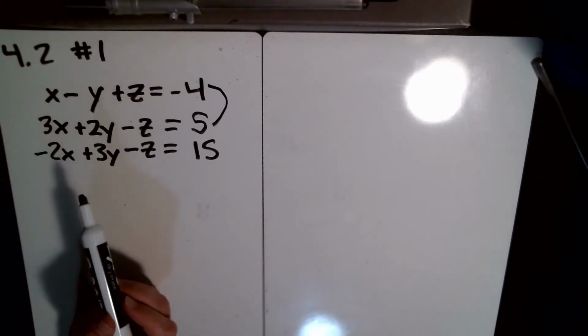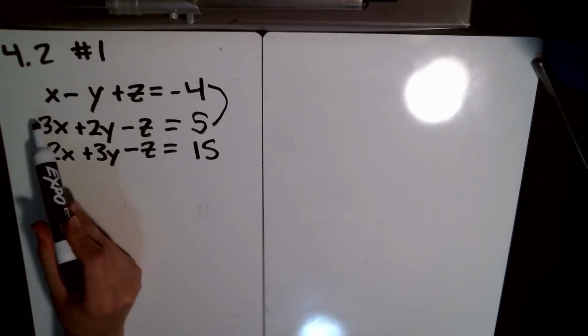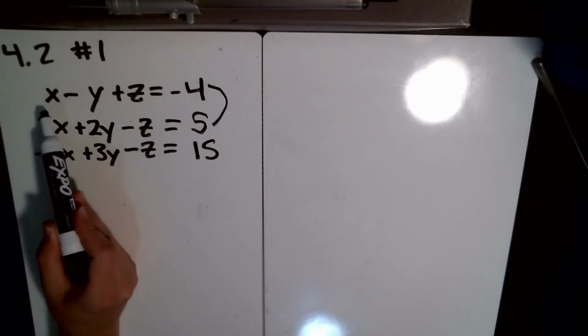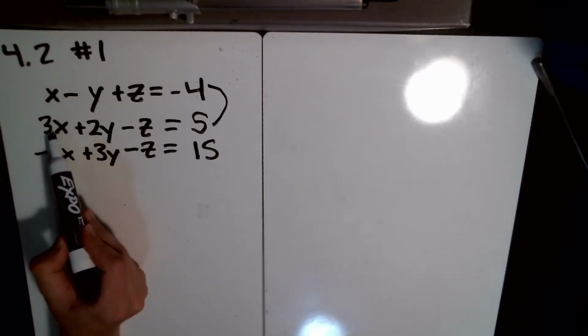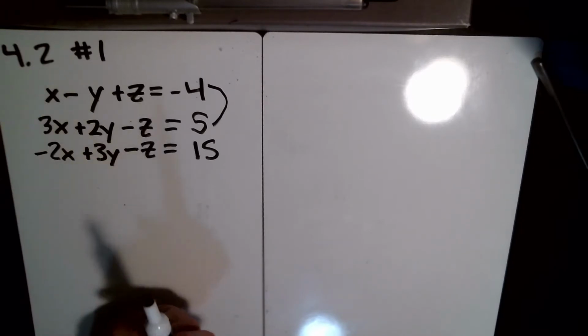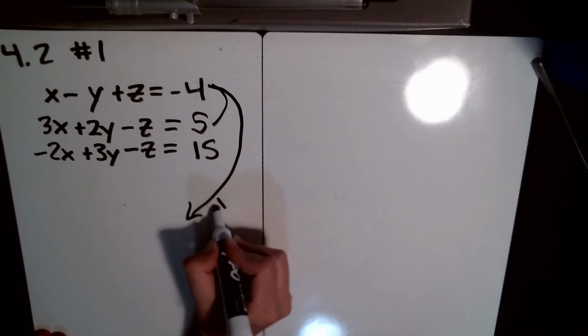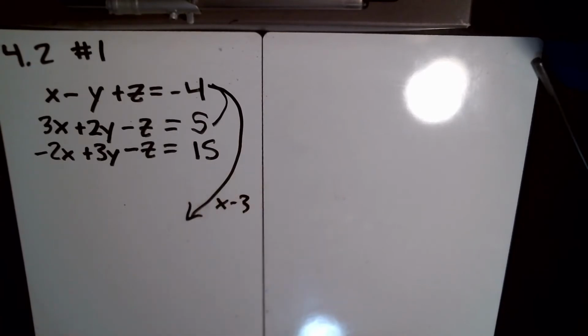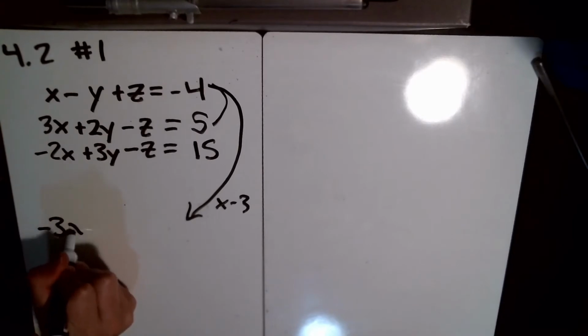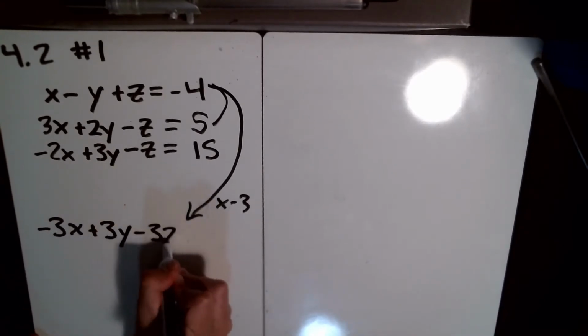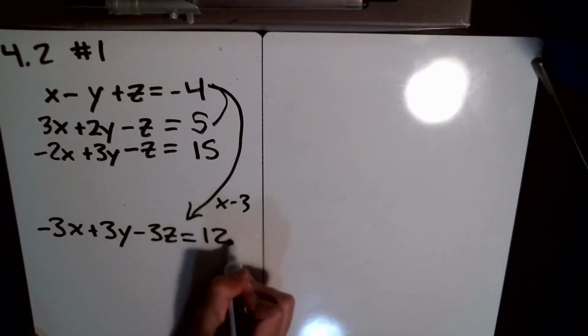Okay, so how am I going to do that? How can I get rid of 3x? Well, from this guy, I would need a negative 3x to cancel out with that 3x. So I'm going to times the top equation by negative 3. Okay? And so when we do that, we get negative 3x plus 3y minus 3z is 12.